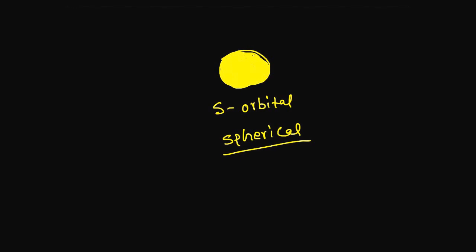Yes. Now, what about the p orbital? In the p orbital, the electrons are mainly found in a dumbbell shape. That is, electrons move around in this pattern. So, while moving, they form this shape. That is the dumbbell shape.